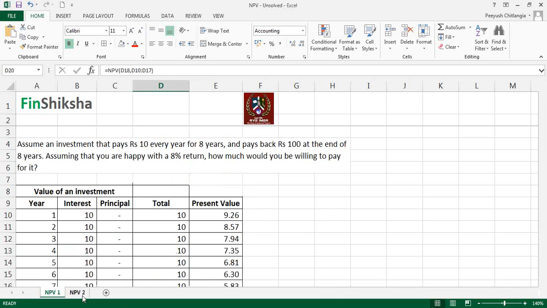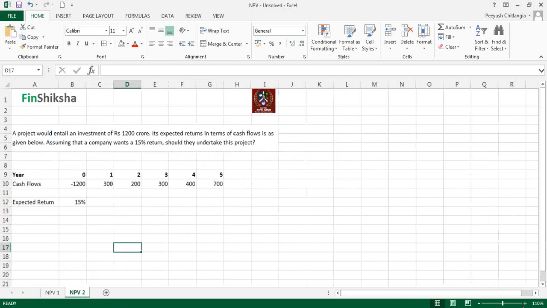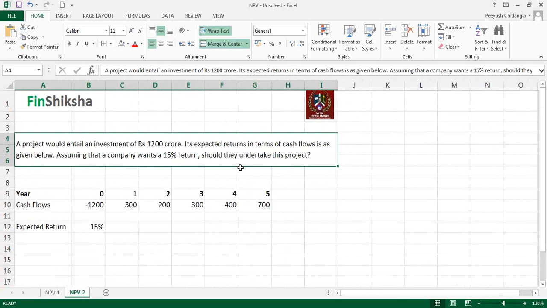Let's now look at another example where, let's say, a project would entail an investment of 1200 crore and its expected returns in terms of cash flows are as given below, right? Assuming that the company wants a 15% return, should they undertake this project? Now let's look at the series of cash flows. This first number here is actually 1200, which is the investment. So if you make this investment, these are the cash flows that you generate out of the project, right? So that's the project appraisal that is going to happen.